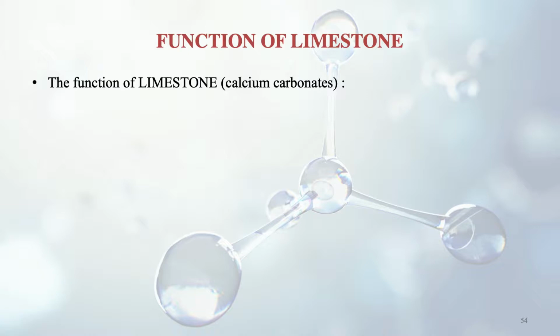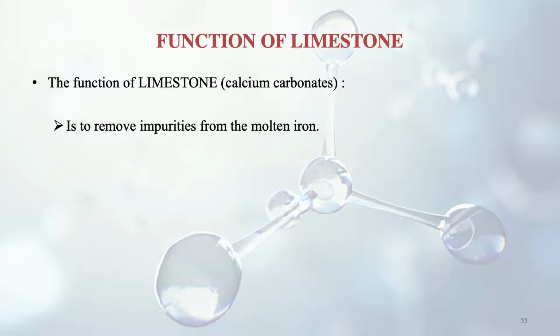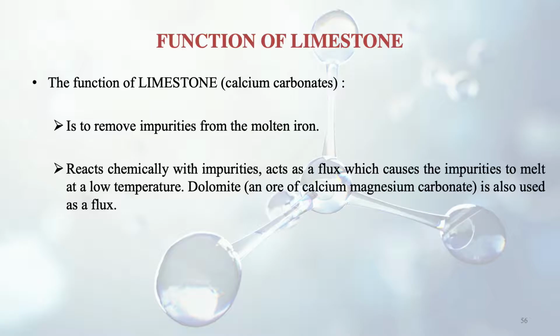What is its function? We are seeing here now the function of limestone, that is also known as calcium carbonate as per the chemistry term. So it is to remove impurities from the molten iron. So the basic purpose of this limestone is to remove impurities from the iron which is being made, molten iron. And then it reacts chemically with impurities, acts as a flux which causes the impurities to melt at a low temperature. So this limestone causes the impurities to melt at a low temperature.